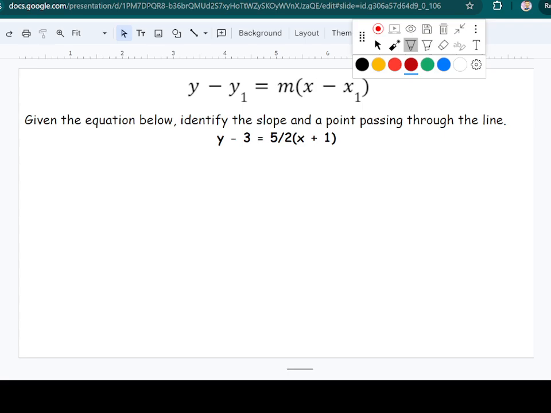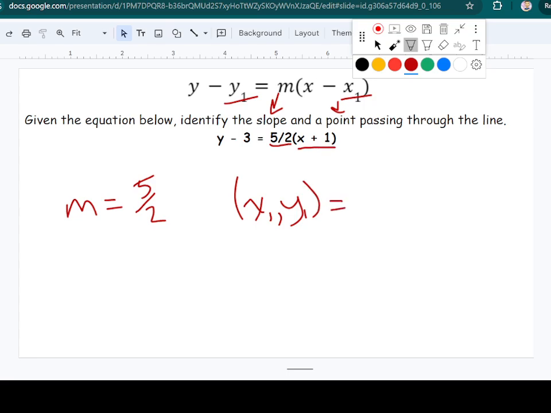So we want to identify the slope and a point passing through this line. So again, slope is m, it always is and it always will be, and x1 comma y1 is the point. So let's see here, m, our slope, is always in front of the parentheses in this form, so that is 5/2, and then x1 comma y1.